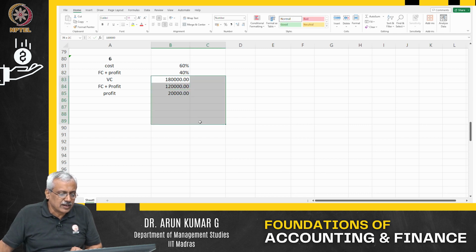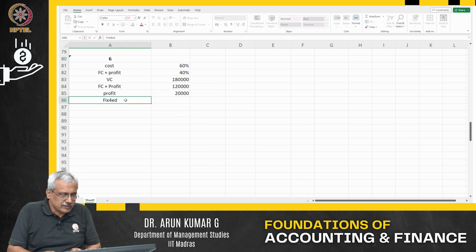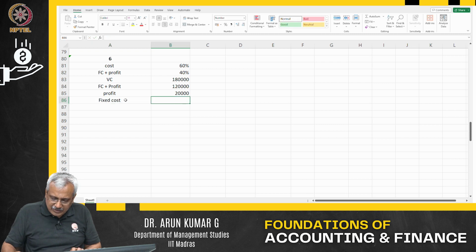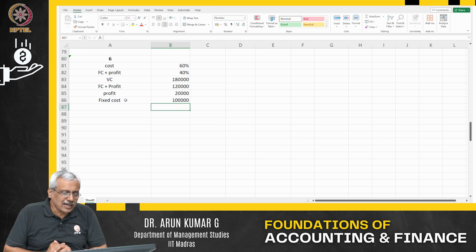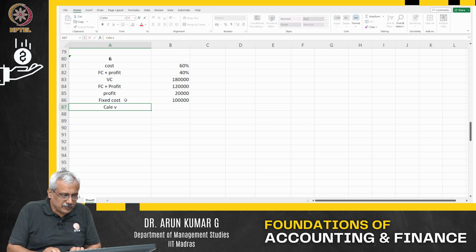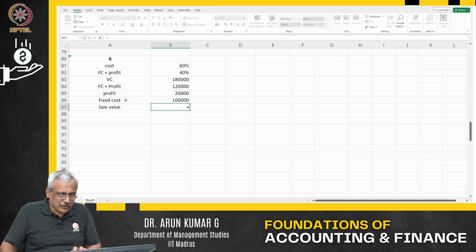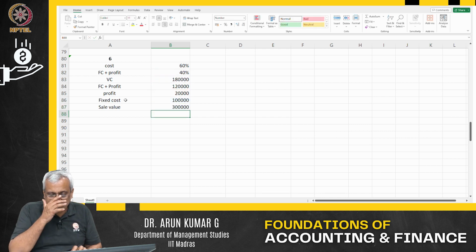I'm going to reduce the decimals now. So, what is my fixed cost? My fixed cost is 1 lakh. Obviously, it is the difference between these two, my fixed cost is 1 lakh. I know my fixed cost, I know my variable cost, I know my profit. So, what is my sale value? My fixed cost plus my profit plus my variable cost is my sale value. My sale value is also known, 3 lakhs.